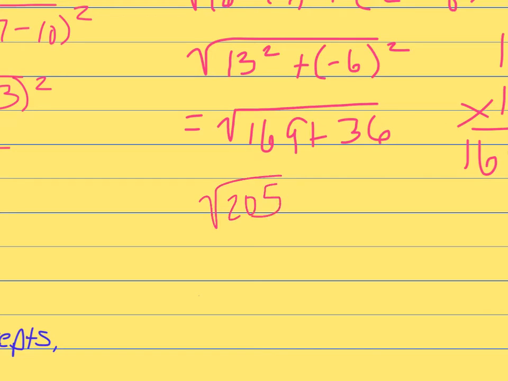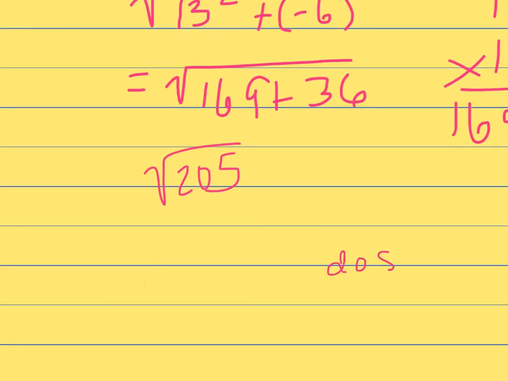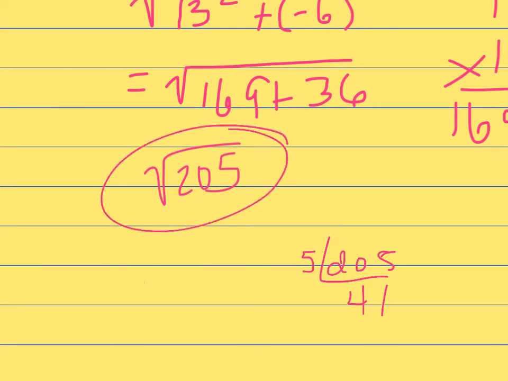Now, you're sitting here thinking, oh, geez, does that break down? I don't know. Do we have a way to check? Yes. Let's do our little upside down. What number do I know for sure goes into 205? 5. So 5 goes into 20 how many times? 4. And then 5 goes into 5 how many times? 1. Is anything going to go into 41? No. So then, boop, you're done. Good.